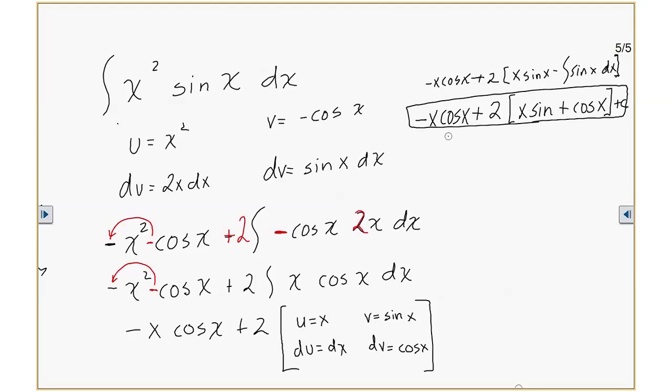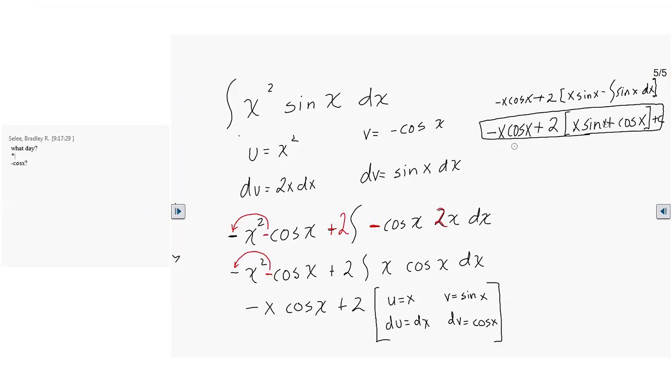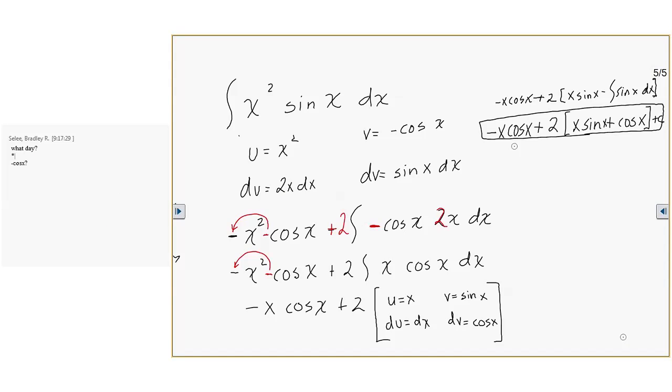Is that first x supposed to be squared? Where? The negative x at the front? Yes. Yeah, I just decided to drop it right here, just for the heck of it.